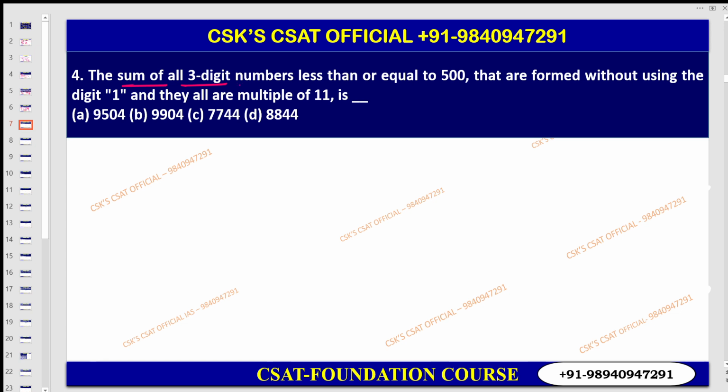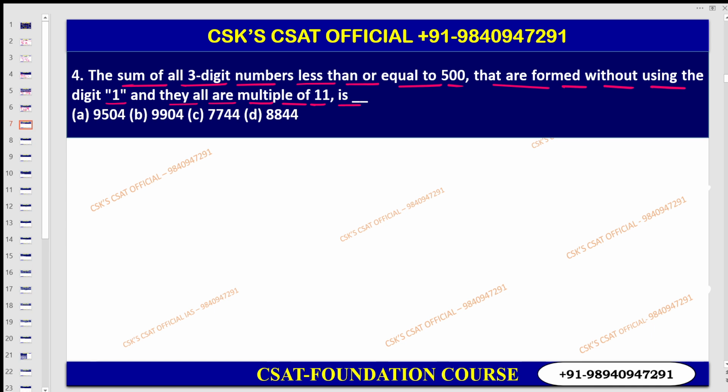The sum of all 3-digit numbers less than or equal to 500 that are formed without using the digit 1, and they are all multiples of 11. No, so therefore 1 will not be there, so the 100 series won't be there.